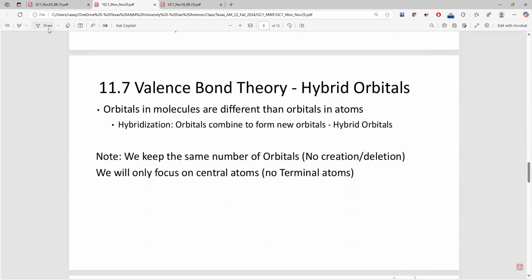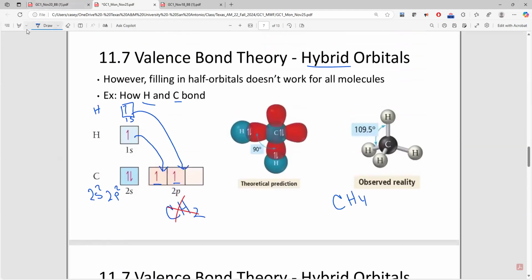A hybrid orbital is when you have your orbitals combined to make new orbitals. And the important thing is you have to have the same number of orbitals when you make a hybrid, right? You can't make new orbitals. You can't delete orbitals. What I mean by that is that carbon right here has 5 orbitals. Remember, each box is an orbital. So when I make my hybrids, I still need 5 boxes. Or sorry, 4 boxes. 1, 2, 3, 4.